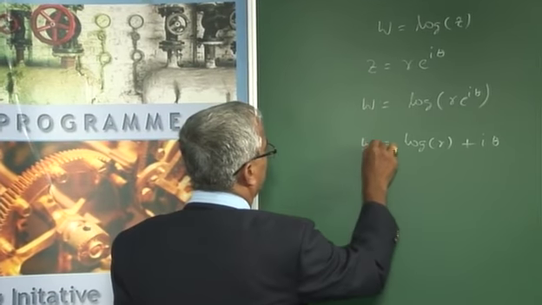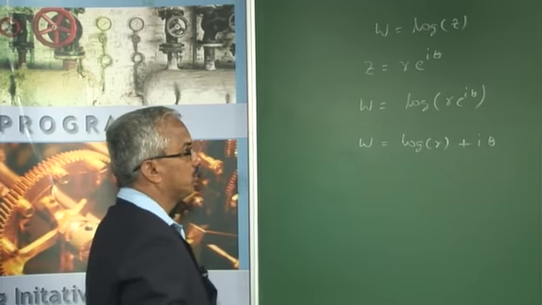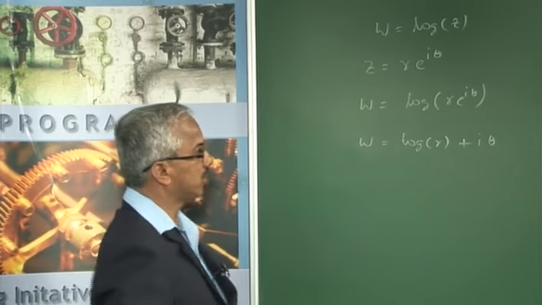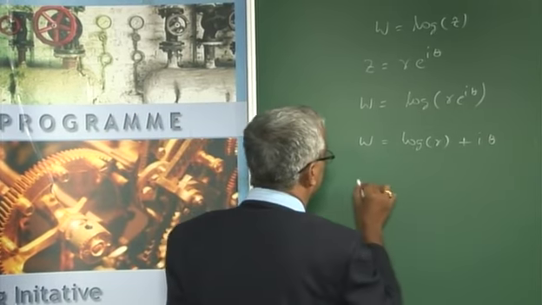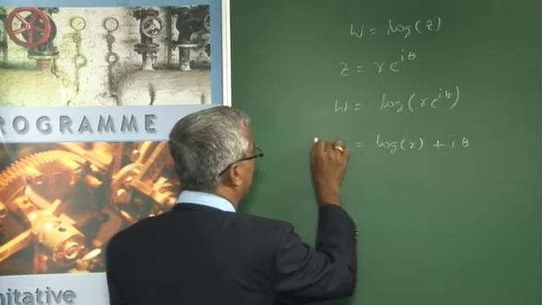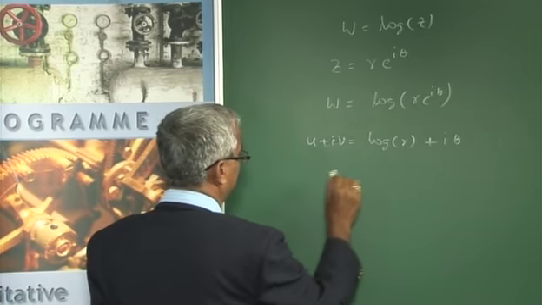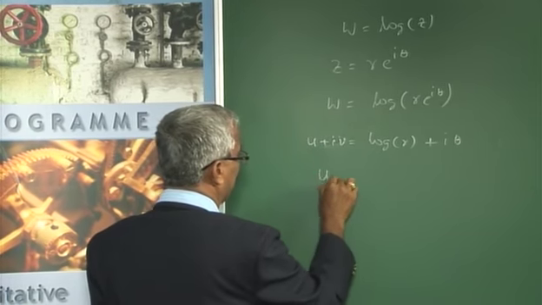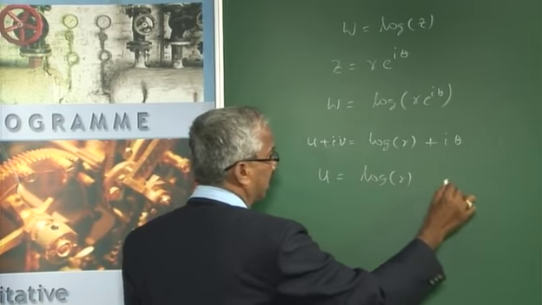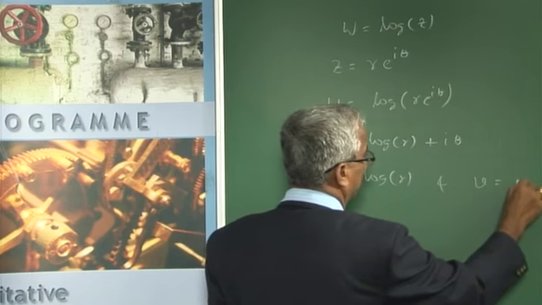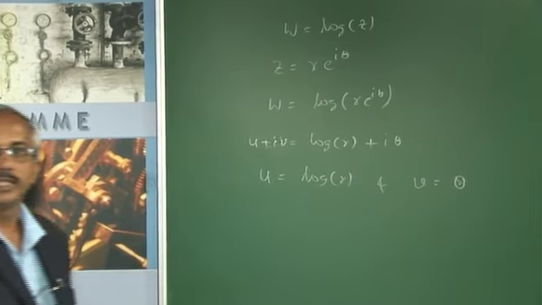Therefore, W is equal to log r plus i theta, where r is equal to square root of x squared plus y squared and theta is equal to tan inverse of y by x, that we know. Then I have to equate real and imaginary parts. This is u plus iv, therefore, equating real and imaginary parts, we get u is equal to log r and v is equal to theta.